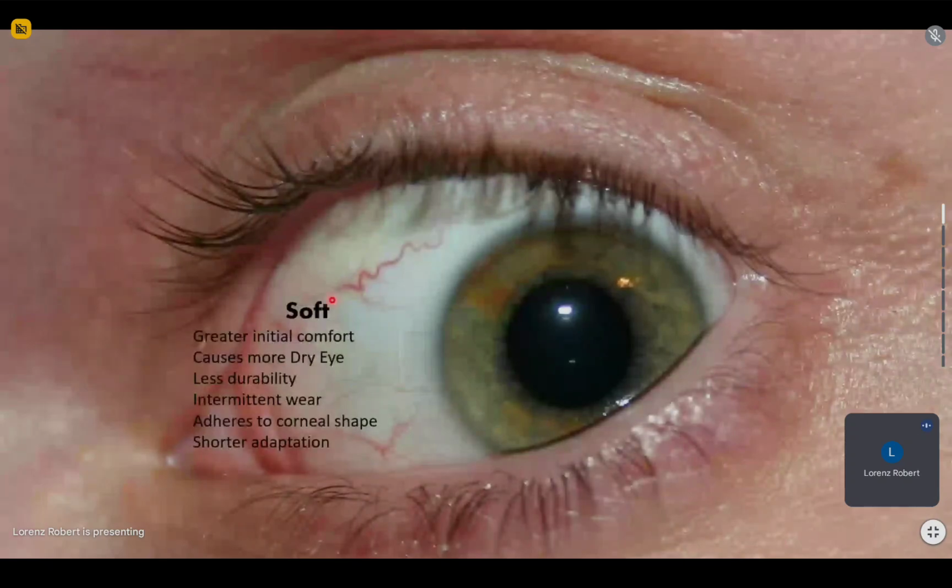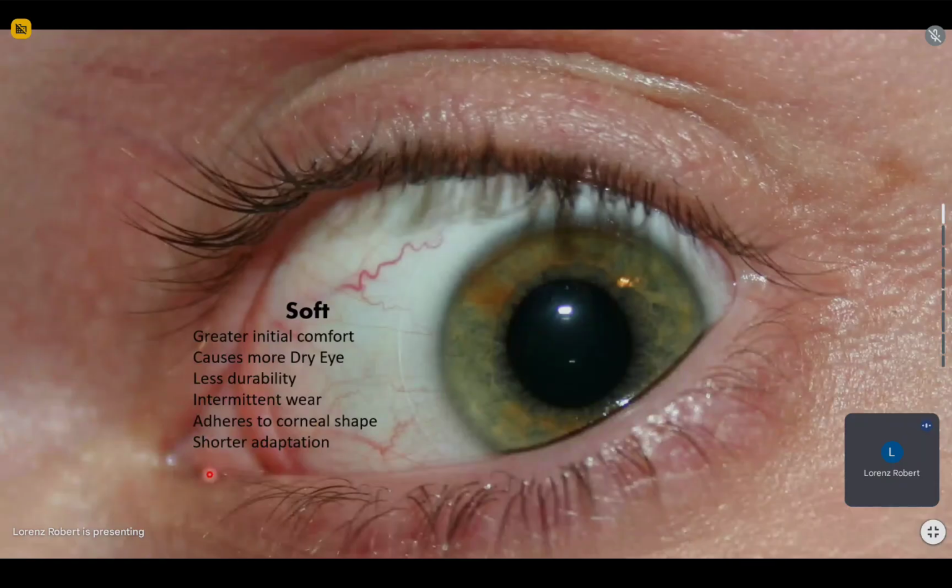This is a soft contact lens. It's usually larger than the cornea. Its comfort initially is greater because it's soft. But it causes more dry eye because it moves around, less durable, and is better for intermittent use, needs shorter adaptation time. Okay? It hugs the cornea surface because it's soft.